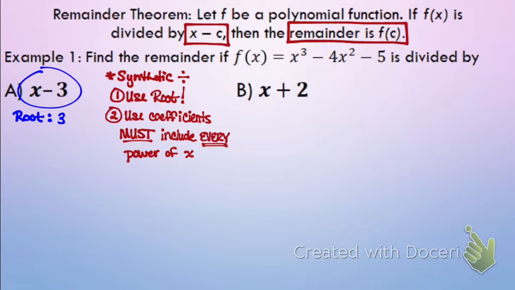What is the degree of this polynomial? Third degree polynomial. So I need the coefficient on x cubed, the coefficient on x squared, the coefficient on x, and my constant. What's the coefficient on x cubed? 1. On x squared? Negative 4. On x? 0. And the constant? Negative 5. All right. Upside down division symbol. Root goes on the outside.